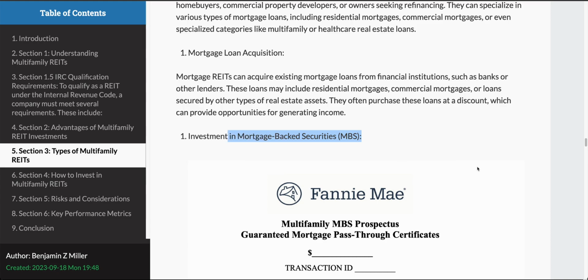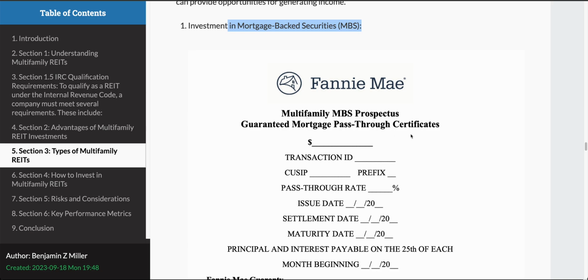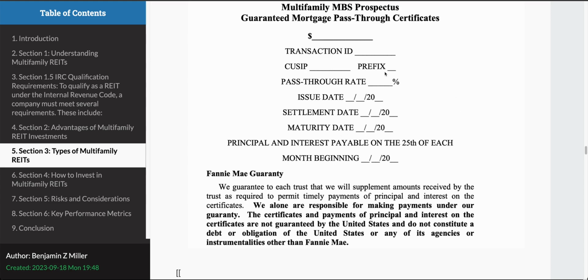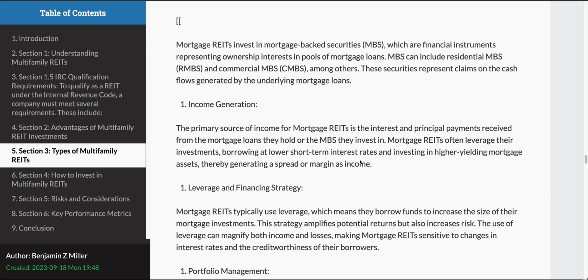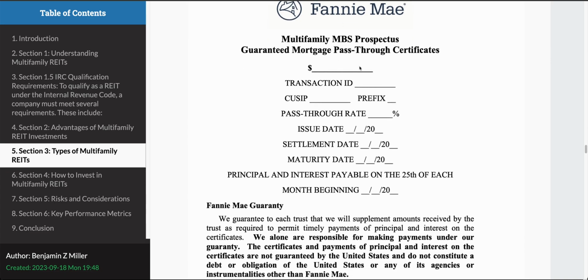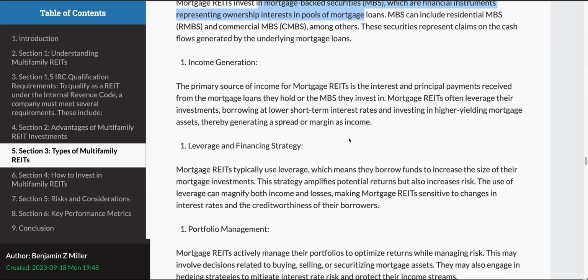Here's an example of mortgage-backed securities. This is with the company Fannie Mae, and we're looking at a prospectus, a multifamily mortgage-backed security prospectus for Fannie Mae. And you can see here some of the things that are contained within that prospectus. But mortgage REITs invest in mortgage-backed securities, and here's an example of a mortgage-backed security. This is with Fannie Mae, but there's a lot of other types of mortgage-backed securities. And the primary source of income on mortgage REITs is interest and principal payments.